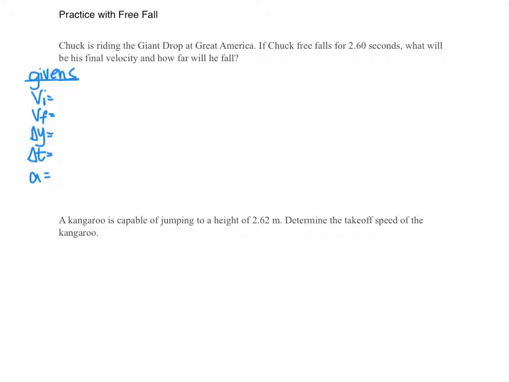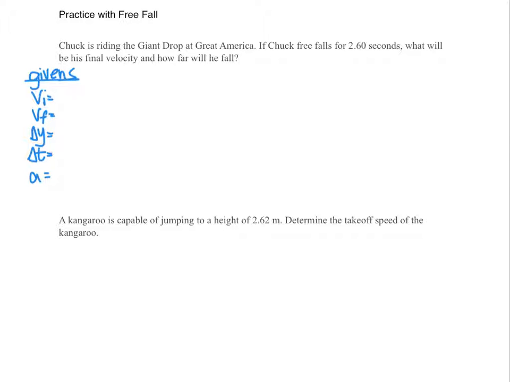Okay, so Chuck is riding the giant drop at Great America. If Chuck free falls for 2.6 seconds, what will be his final velocity, and how far will he fall? So it looks like we're looking for two things here, and we're also given a couple things. We know that he's free falling for 2.6 seconds, so that's a measure of what?